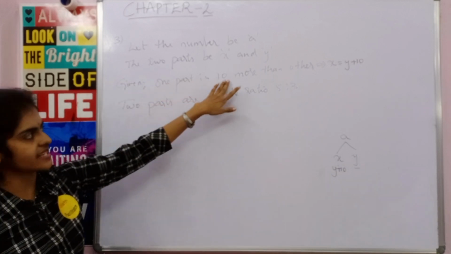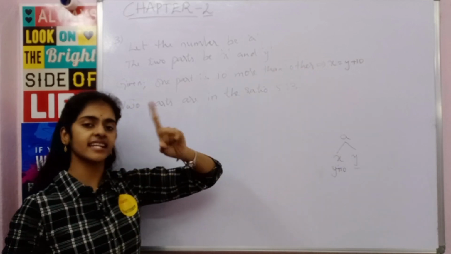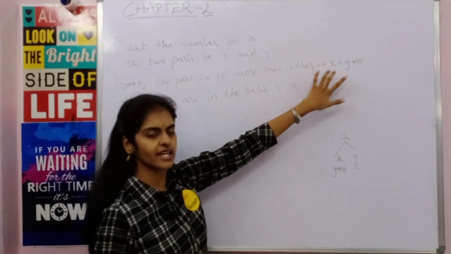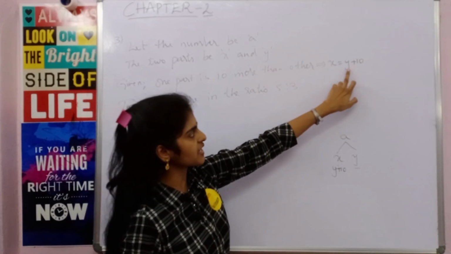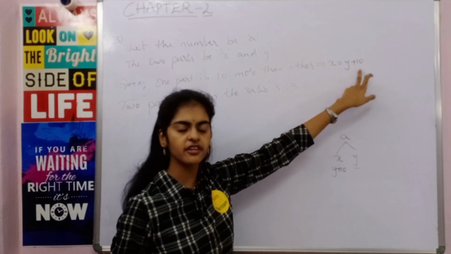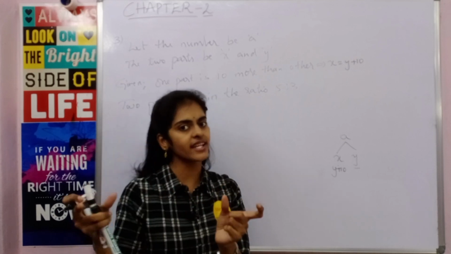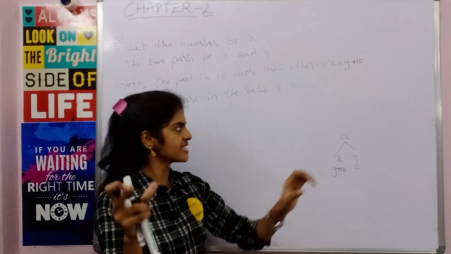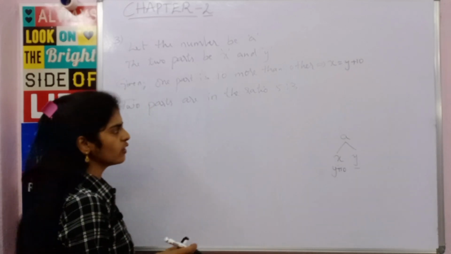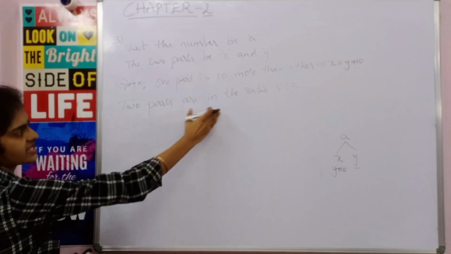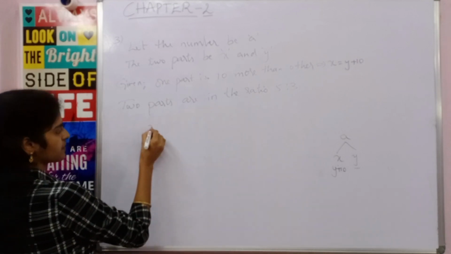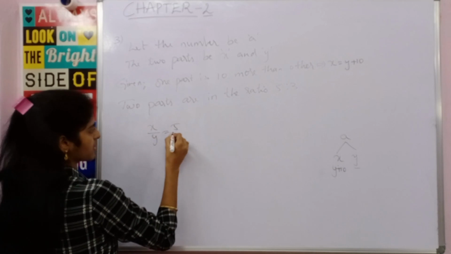One part is 10 more than the other. Now the 2 parts are x and y. So if one part is 10 more than the other, you can write one part as y plus 10. If you consider the smaller number as y, what is the bigger number? It is 10 more than the smaller number. So it is y plus 10. Clear? So now also you have that the 2 parts are divided in the ratio 5:3. That means x by y is nothing but 5/3.